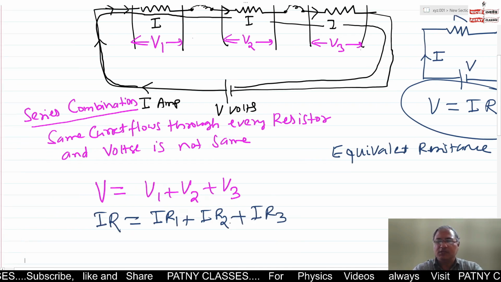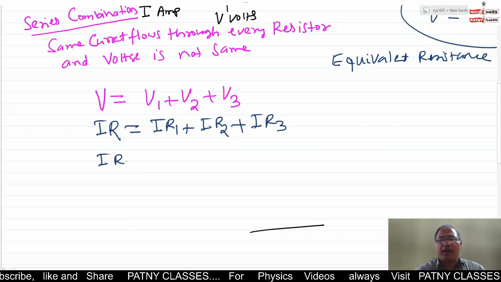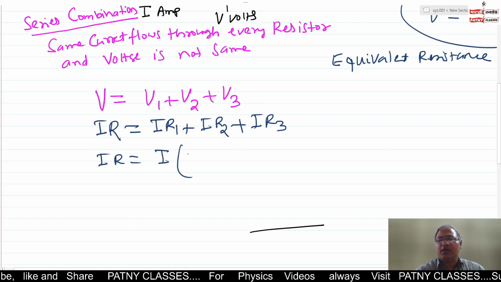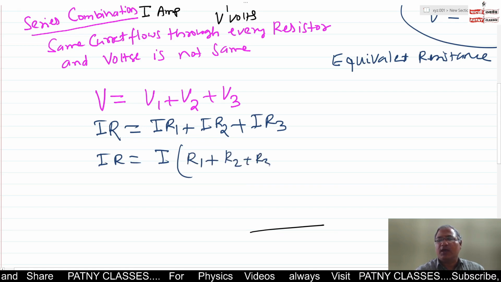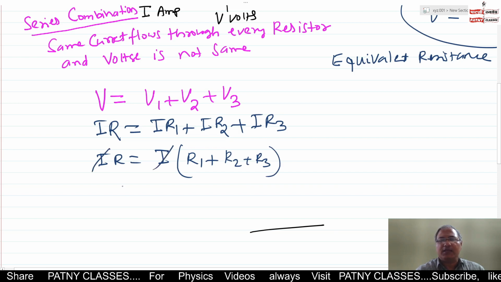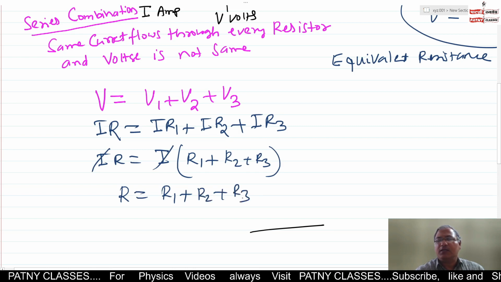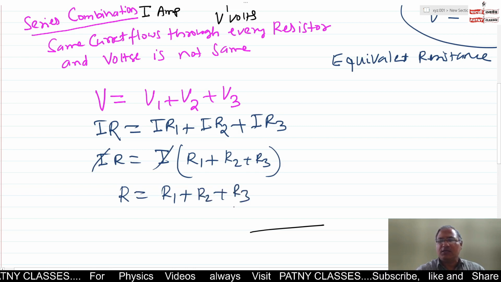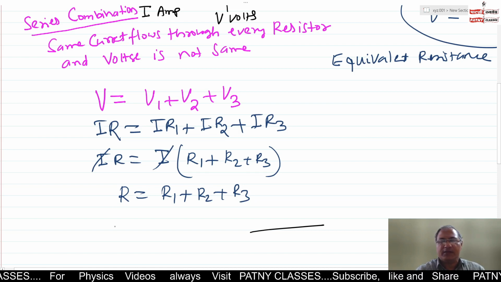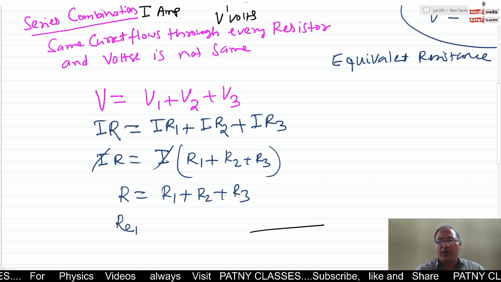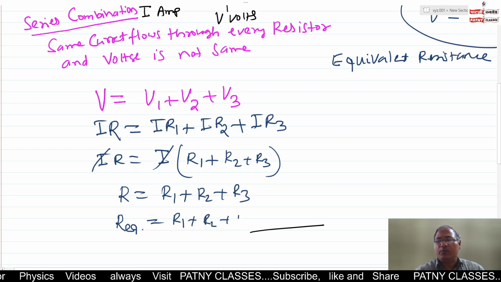Now, after this, what do you do here? You take the common. What common? You can take I, which is the same. So taking I as the common, R1 plus R2 plus R3 are left in the bracket. I and I get cancelled. We get R equals R1 plus R2 plus R3. So R1 plus R2 plus R3 added together gives the total resistance of the circuit. This total resistance is nothing but the equivalent resistance. R equivalent equals R1 plus R2 plus R3.